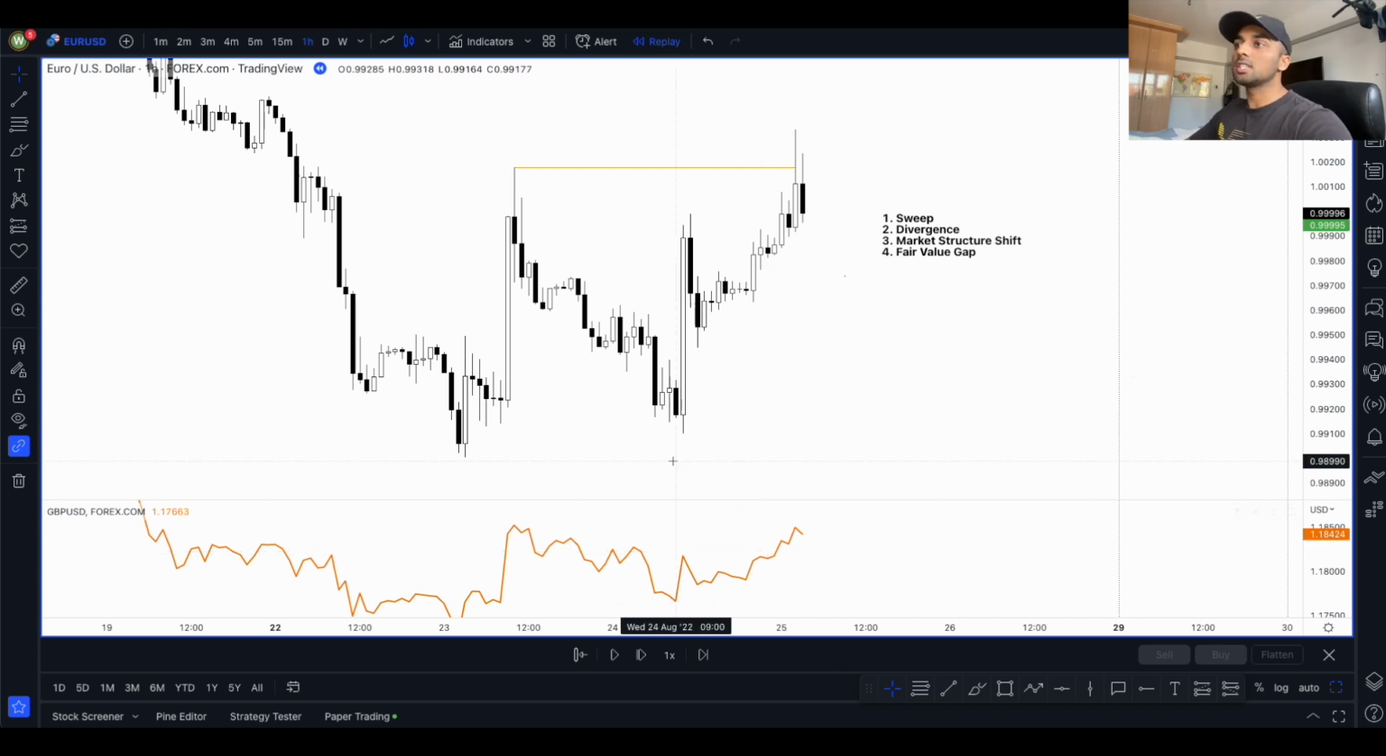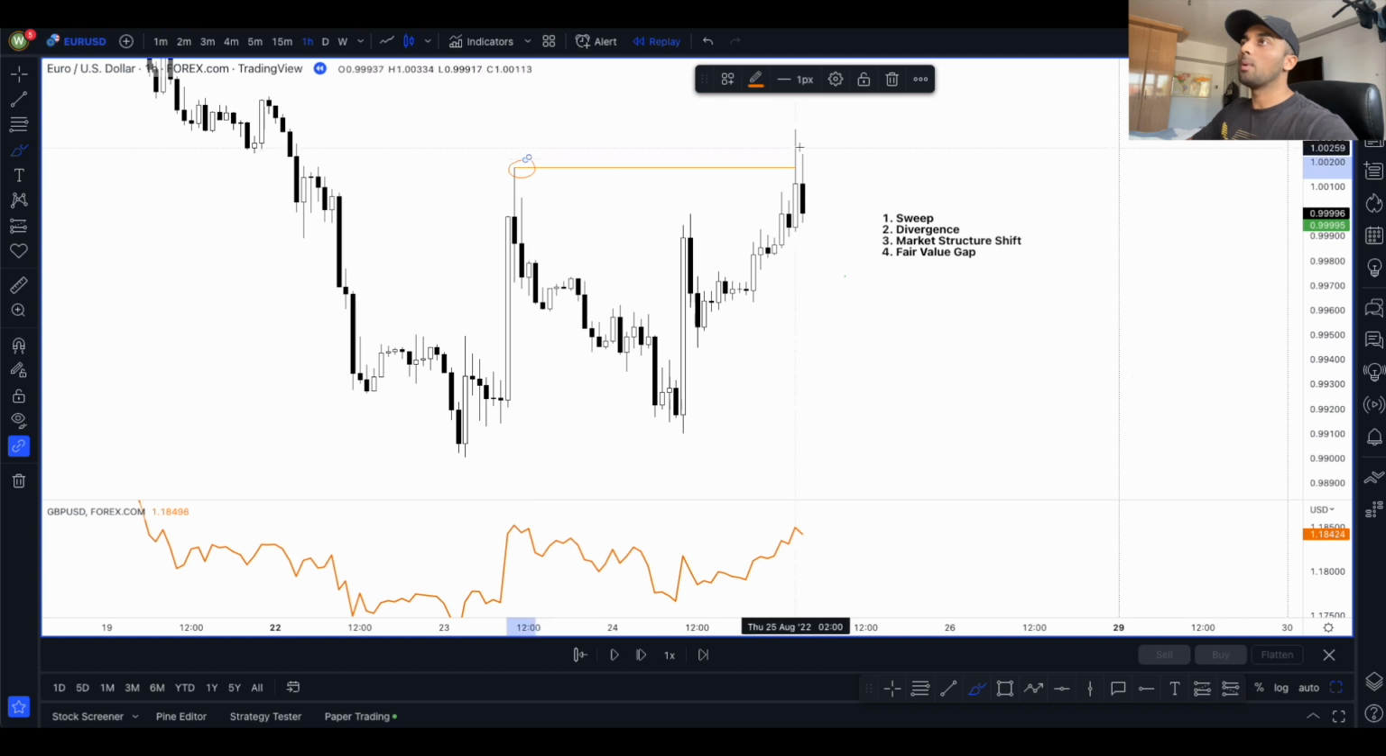Now, divergence is when one does not do this similar thing to the other in respect to higher highs, higher lows, lower highs, and lower lows. And what do we mean by that? So say, for example, as you guys can see here, we've got a high over here in Euro US dollar, and we made a higher high over here, right? You guys can see this high is higher than this one.